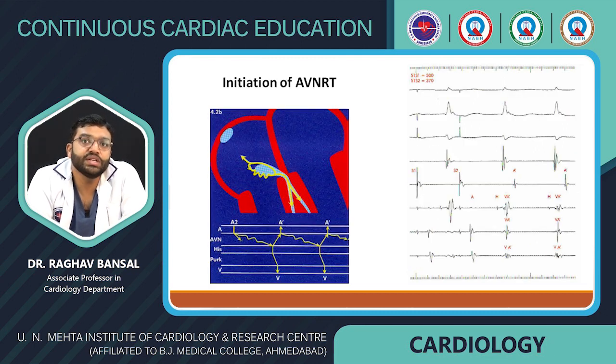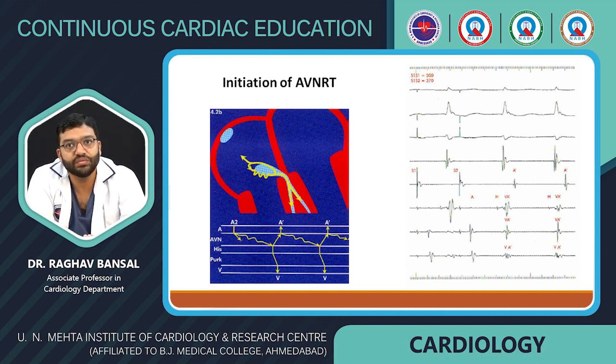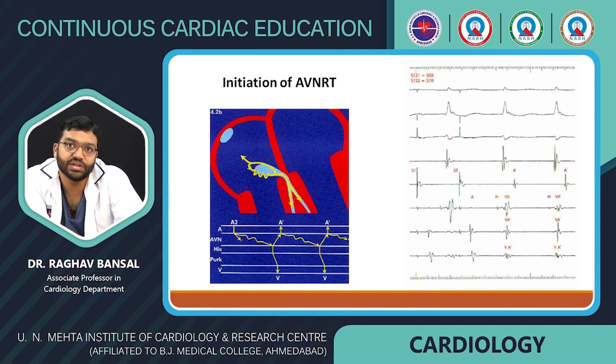So this may lead to initiation of an AVNRT, where the AH jump leads to initiation of the tachycardia, and now each atrial activation is most prominently seen in the coronary sinus catheter, with sharp atrial activation recorded along the coronary sinus.